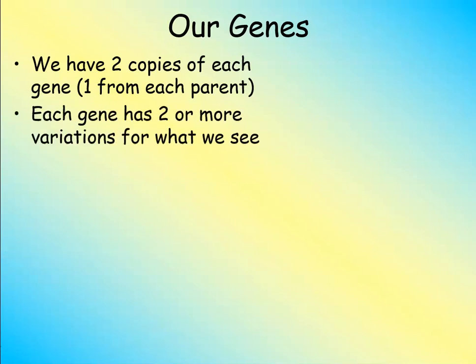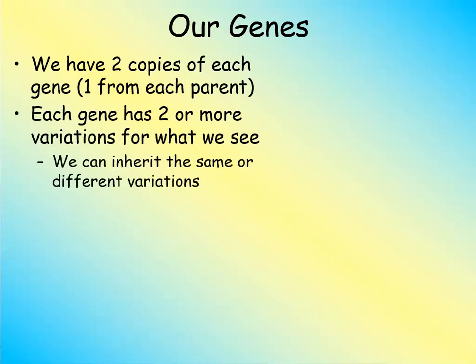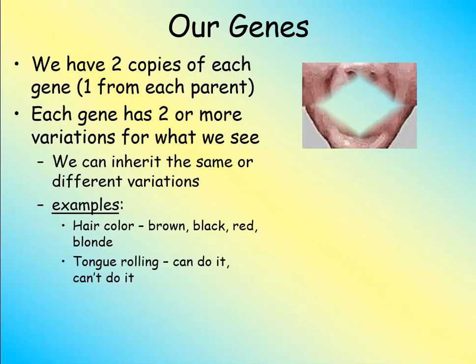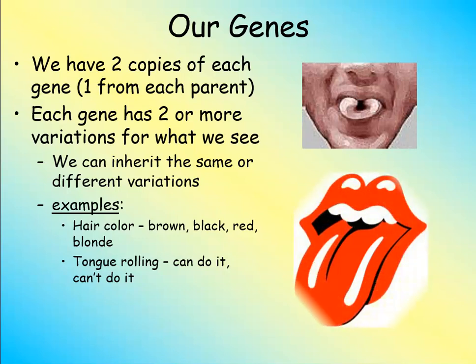So we have 2 copies of each gene, one from each parent. Each gene has 2 or more variations for what we see. We can inherit the same or different variations. So for example, hair color, brown, black, red, blonde. Tongue rolling, you either can do it or you can't do it. Okay. So here we have an example of a person rolling his tongue, and then, if you can't roll it. Yeah, I can roll it.